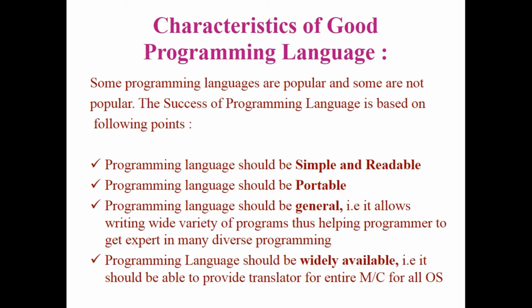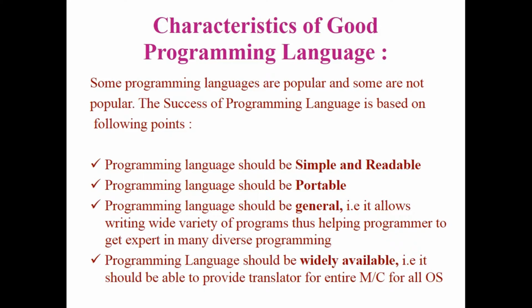Characteristics of a good programming language: some programming languages are popular and some are not. The success of a programming language is based on the following points. Like you ask, what is the best programming language among C, C++, Java, Python and so many others. A programming language should be simple and readable. It should be portable. It should be general, that is, it allows writing a wide variety of programs, thus helping the programmer become expert in many diverse programming areas.